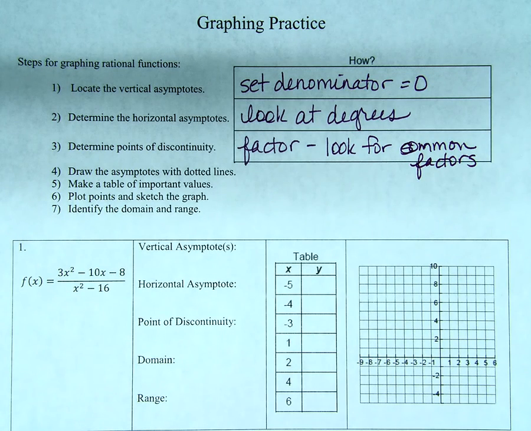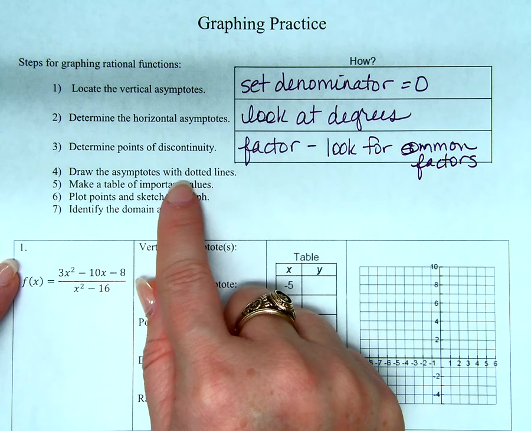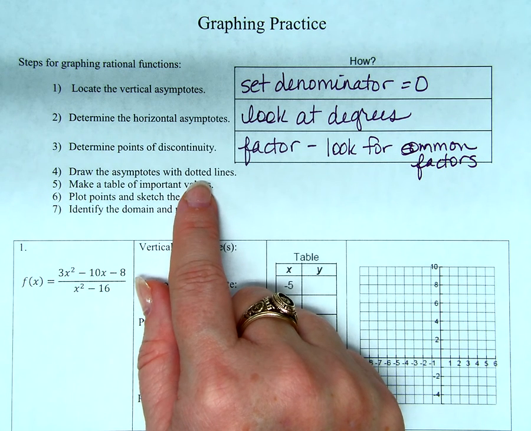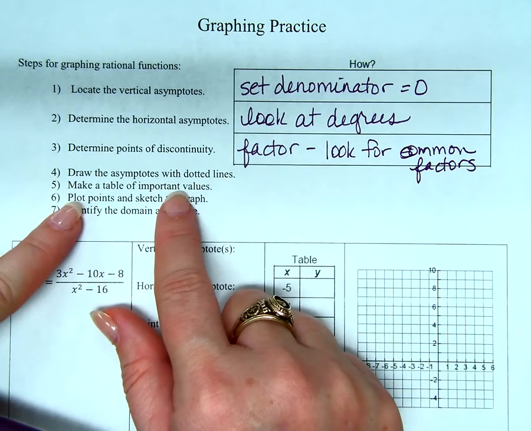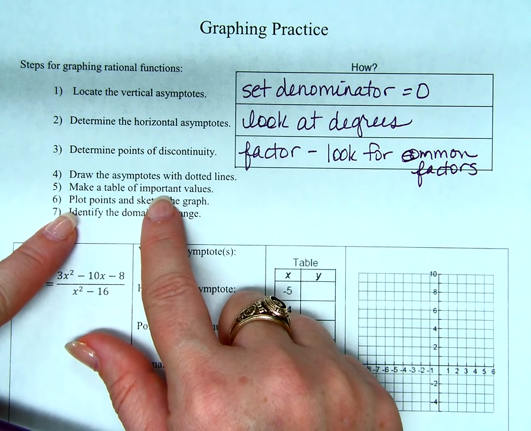It really is. Okay. Can you draw the asymptotes with dotted lines? Why do we draw them with dotted lines? Because they're not real, right? They're not really there. We draw dotted lines so we can see where nothing goes, but we don't draw solid lines because nothing goes there. They're asymptotes. Okay. Make a table of important values. I know you can make a table of values. Can you make a table of important values?